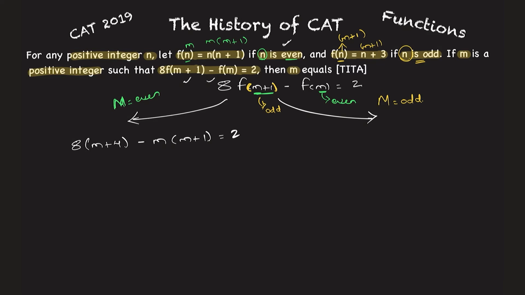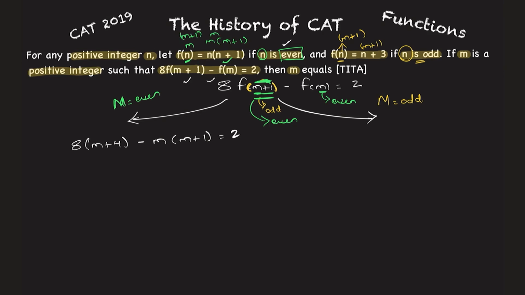Now let's solve if m is odd. If m is odd, what will happen here? Check it out. If this is odd, plus 1 will be what? Any odd number, say 3 plus 1 is 4, 7 plus 1 is 8, 9 plus 1 is 10. This entire thing will always become even. Since the value inside the function is even, which function will I use? I'll use the even function, because this value here is even. And the value is m plus 1, so instead of n, I'll write m plus 1.